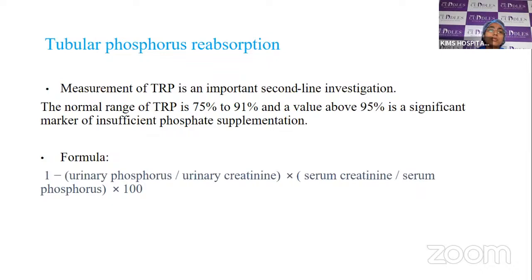Another thing is tubular phosphorus reabsorption, also known as TRP. The normal range is 75 to 90, and above 95% is a significant marker of insufficient phosphate supplementation. It is calculated with the formula 1 minus urinary phosphorus by urinary creatinine into serum creatinine by serum phosphorus, into 100.